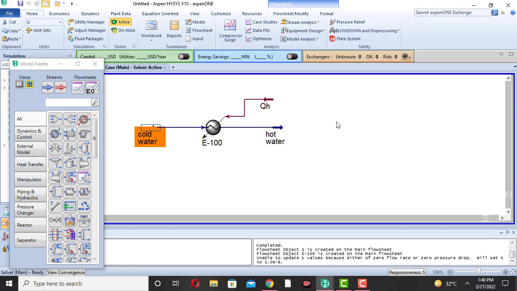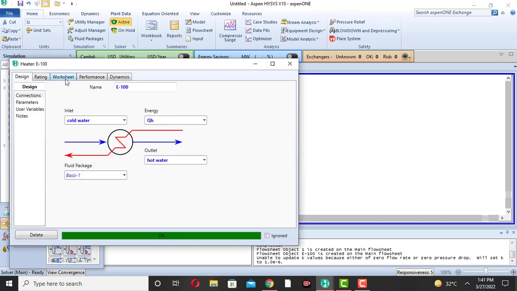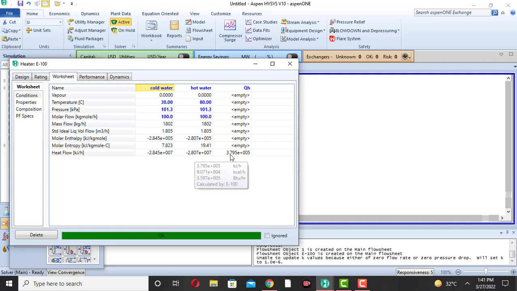The cold water. So now the heat duty. How much heat is added to the heater? The pressure drop is 0. Delta T is 50 degrees, the change in temperature. Heat duty is 3.795 multiplied by 10^5 kilojoule per hour. So click on the heater and come to the worksheet. This is the heat duty which we added to the heater to increase the temperature of liquid water.